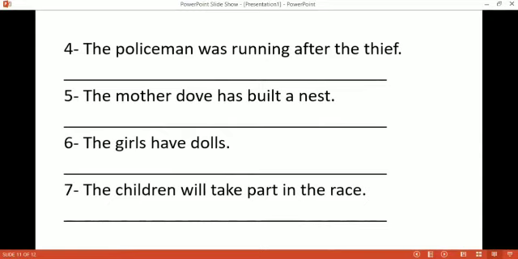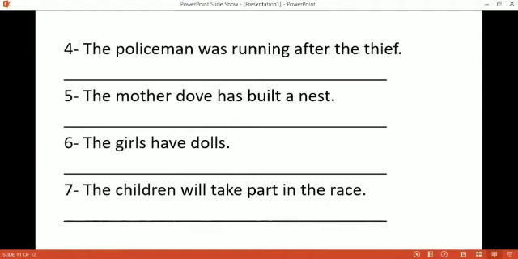Okay, now our sentence number 6 is, the girls have dolls. The girls have dolls. Which helping verb is used here? Have. Okay. Have the girls dolls. The girls have dolls. Have the girls dolls. "Have" is a helping verb and it will come at the start of the sentence. H of "have" capital. Have the girls. T of "the" small. Have the girls dolls. And at the end of the sentence, a question mark.